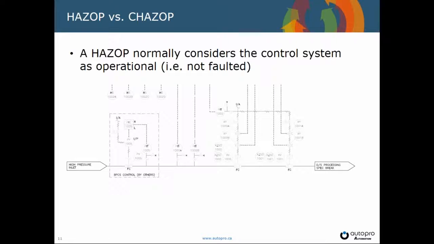So a CHAZOP normally considers a control loop, for example, like in our first example, we talked about a pressure control loop, and a CHAZOP will consider that as a failure. A CHAZOP will focus in on just the controller itself and the I/O associated with it, and not the field equipment.